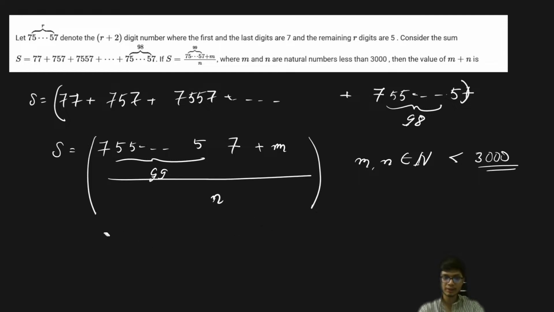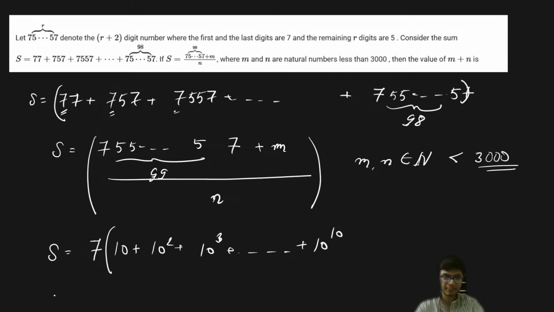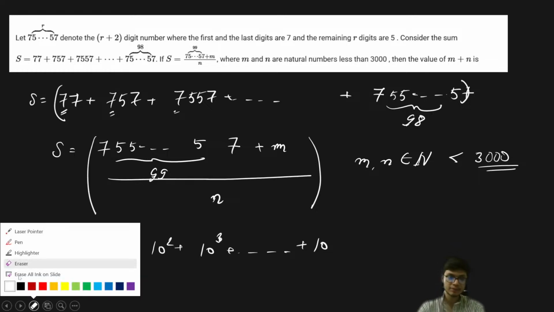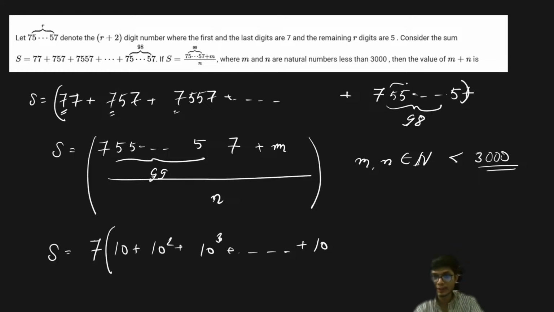If I take the sum that is given here, I can write this set of numbers by taking 7 as common, since the first digit of all the numbers is 7. Then it will be 7 times 10 plus 10 square plus 10 cube, and so on up to 10 to the power 99, because this particular number consists of 99 digits preceding it. It is always equal to 10 to the power of the number of digits that precede it, so it is going to be 10 to the power 99, right?